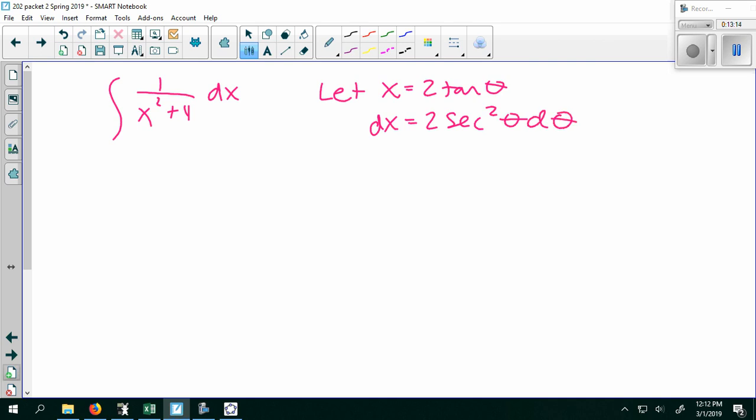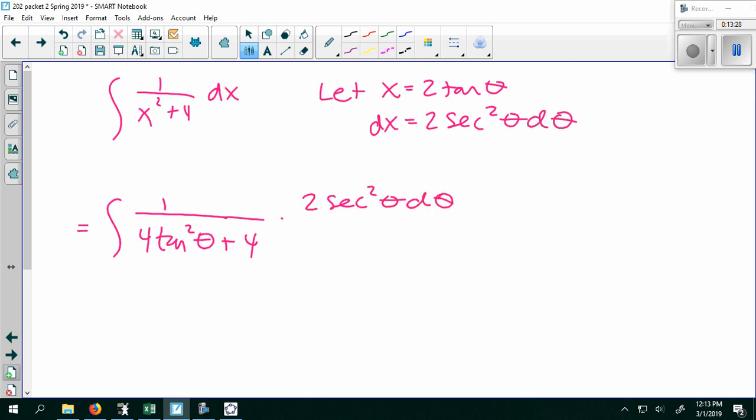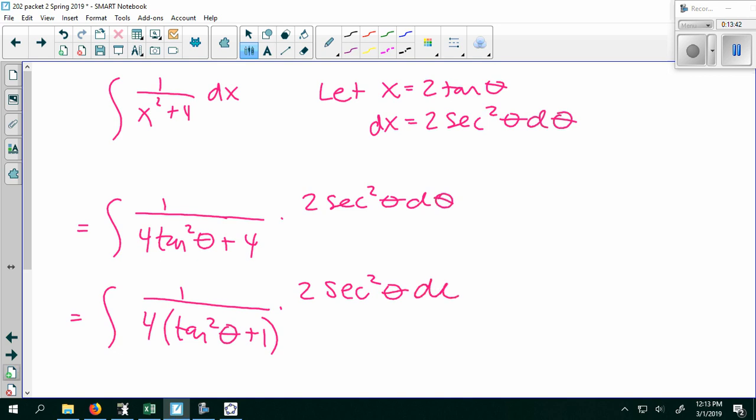So I come back to my integral, and this becomes 1 over 4 tangent squared theta plus 4. And then dx is 2 secant squared theta d theta. Factor out a 4 from the denominator, so I've got the integral of 1 over 4 times tangent squared theta plus 1 times 2 secant squared theta d theta.